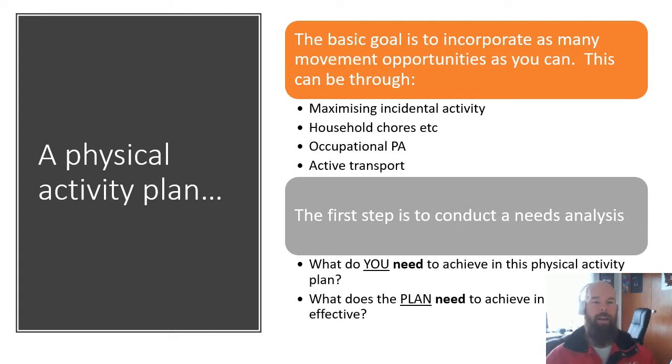There we go. Active transport, moving to and from school. How do you get to school? Do you live 5 minutes away from school? If you do, are you getting driven each morning? You could probably get on your bike and ride.